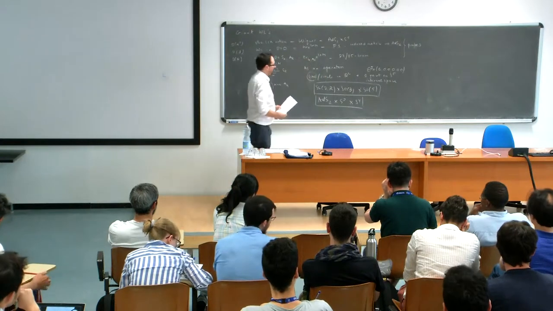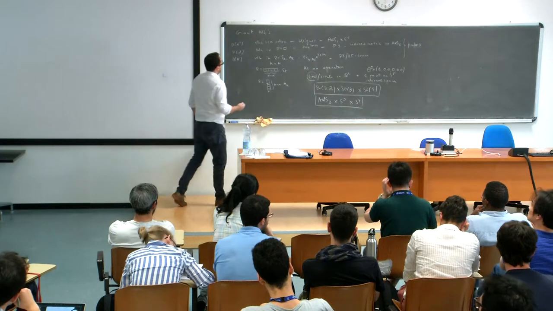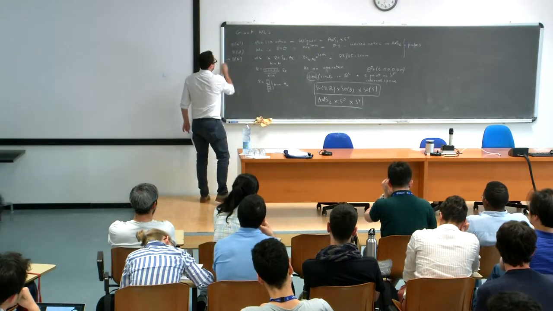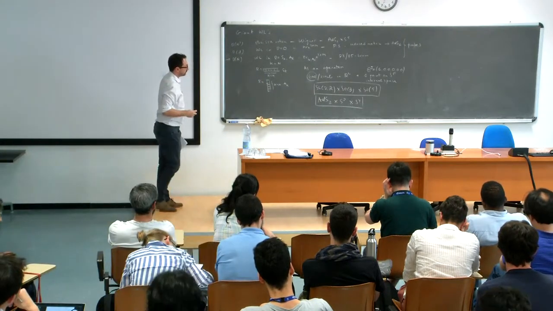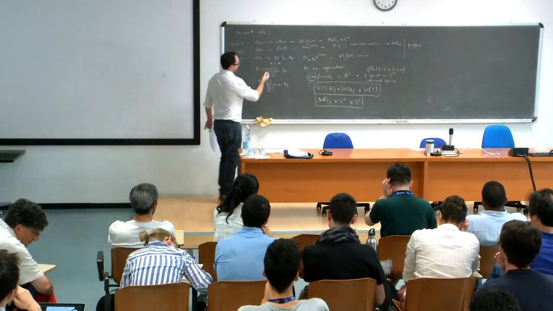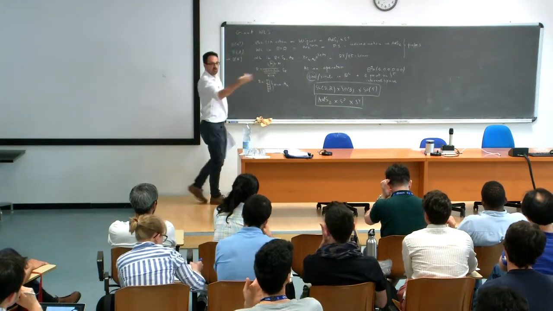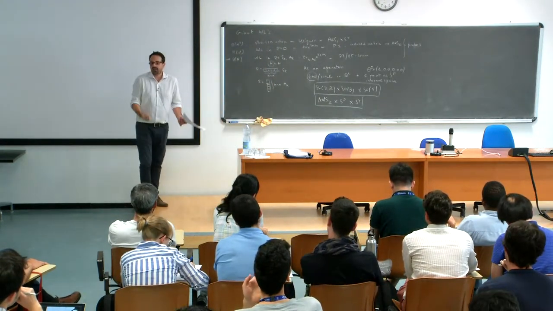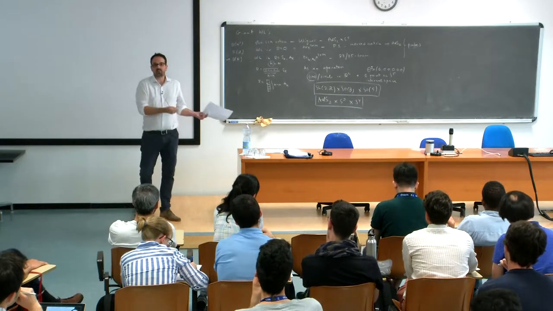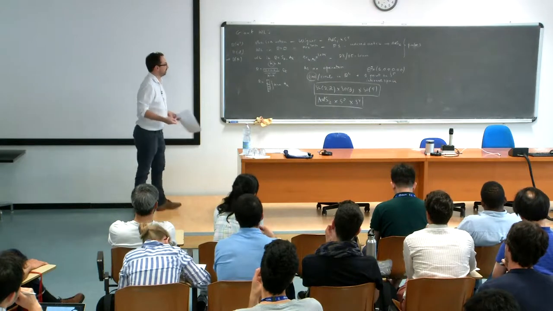OK, so now the important point is, focusing on these higher representations, that we have an extra parameter in the game, which is this k, the number of boxes in my Young tableau. And so the natural question is, how do I see k holographically? So what does this become?